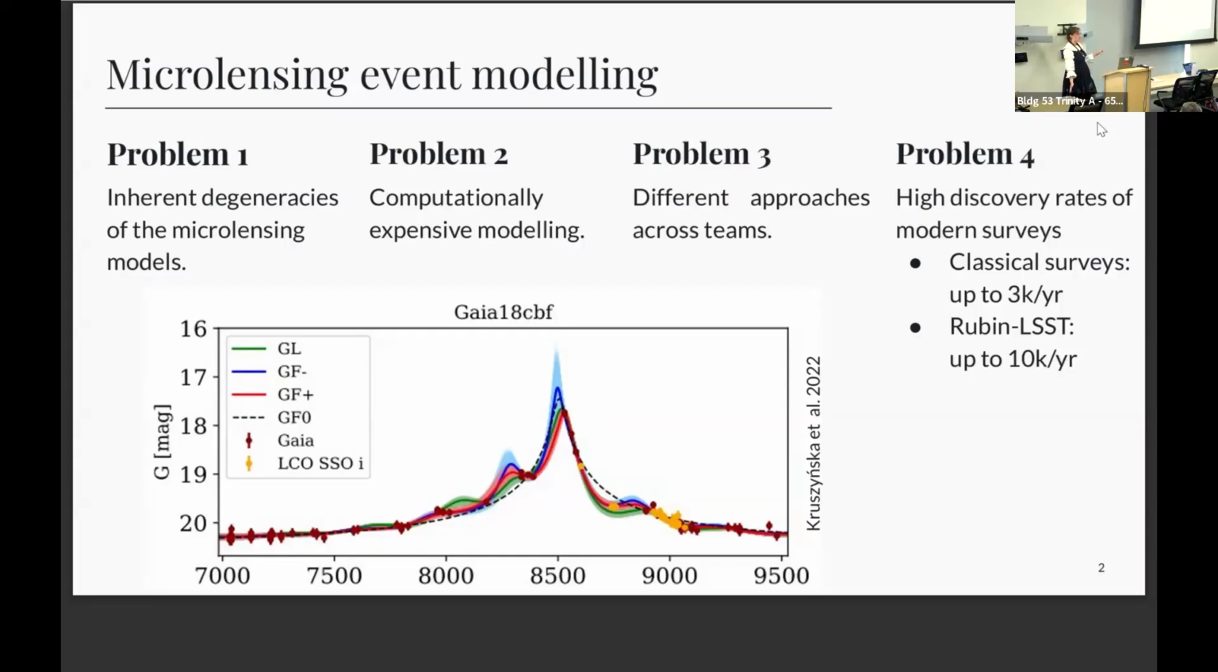And the fourth problem is that in current modern day surveys, the event rate gets really high and unsustainable for our current approaches. For classical surveys, we get up to 3,000 events per year. These are the classical surveys that look at the galactic bulge with one or two meter telescopes. With Rubin LSST, we can get even up to 10,000 events per year, depending on the cadence and the capabilities of Rubin that we don't exactly know yet.